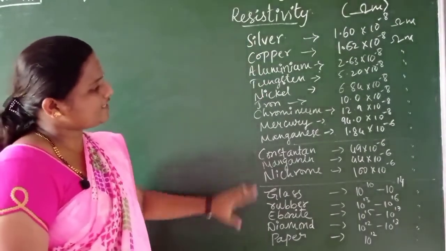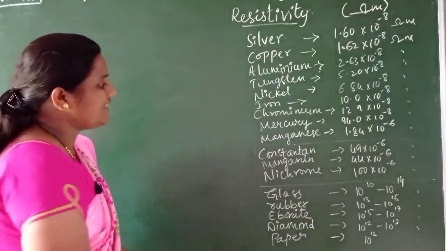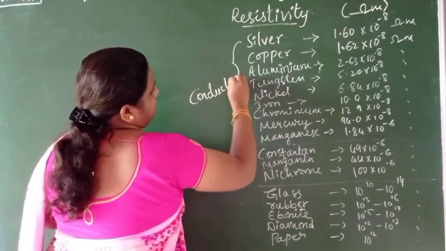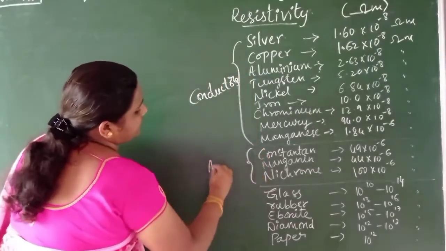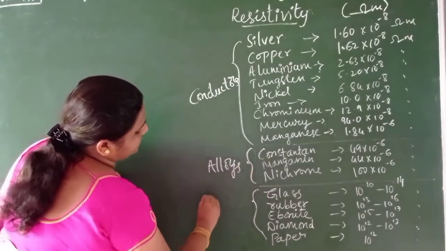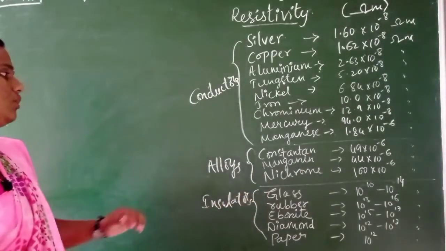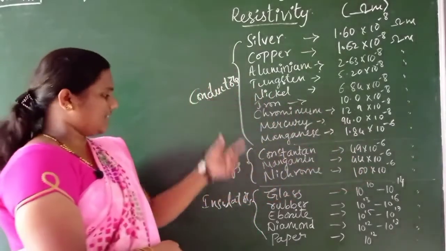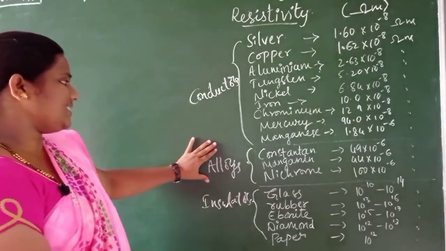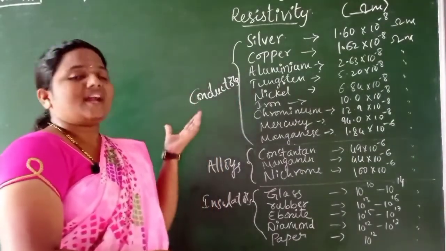Children, the table has been categorized into mainly three parts. The first one is conductors, and the second one is alloys. These are conductors, and these are alloys, children. And the last four are called insulators. When we look at the resistivity of alloys, conductors and insulators, we generally find that the resistivity of alloys is greater than that of the constituent conductors, children.